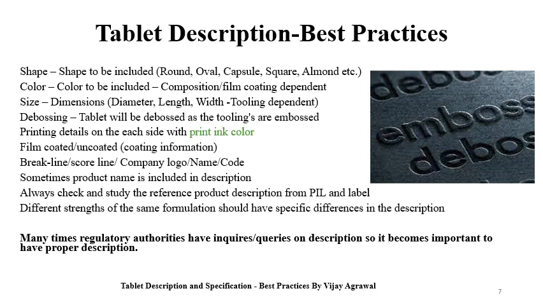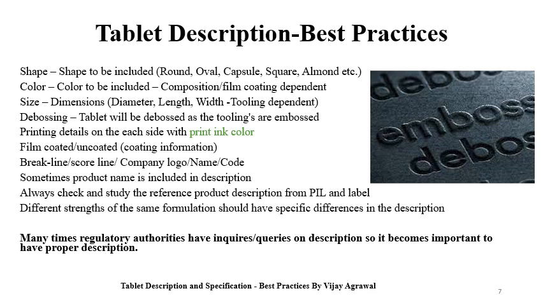Shape to be included. What is the shape of your tablet? Either it is round, it is oval, modified oval, oblong, capsule shape, square, almond shape, whatever the shape is there, that is to be included. Then color to be included, and mainly the tablet color depends on the composition of the core tablet. If the tablet is uncoated, and if it is film coated, then the color of the film coating will give the specific color to the tablet, that is to be included in the description.